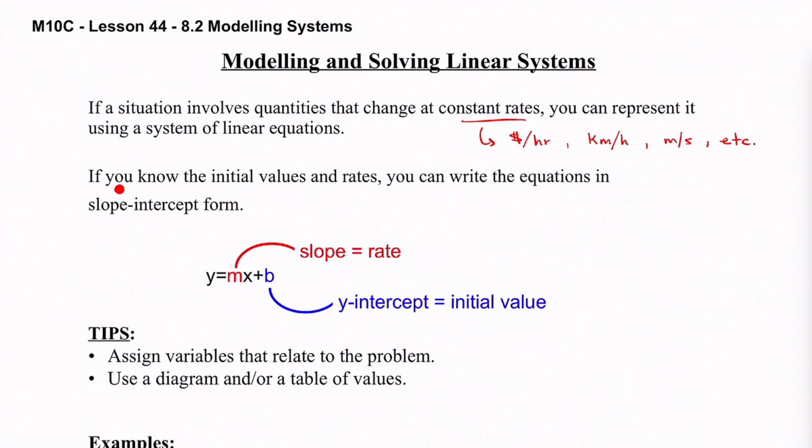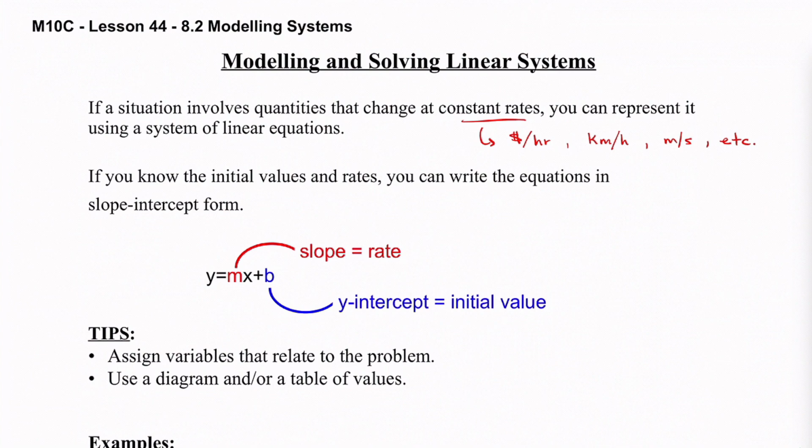Next it says if you know the initial values and the rates, you can write the equations in slope-intercept form. If you remember, slope-intercept form was y equals mx plus b. It was called slope-intercept form because it had a slope, that was the m, and a y-intercept, that was the b. Whatever the rate is goes where m is, so that's the slope. And whatever the initial value is, that is the y-intercept. It's where you start at.